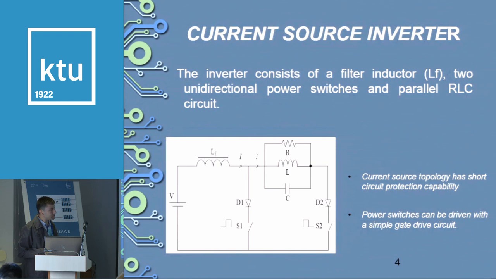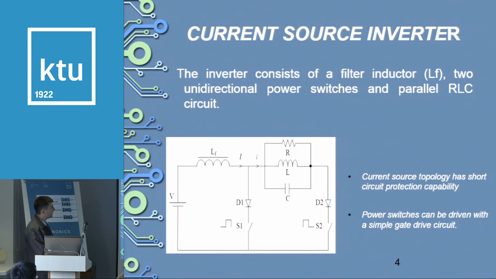What is a current source inverter? You can see from the figure that the current source inverter has two unidirectional switches and a resonant bridge, like this RLC parallel resonant bridge, and a filter coil and DC voltage source. These switches can be IGBT, MOSFET or BJT, and these diodes block the anti-parallel currents.